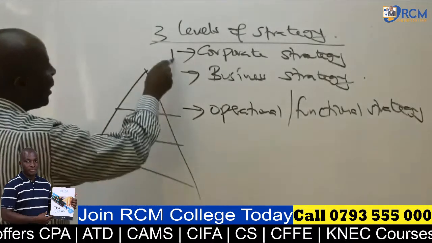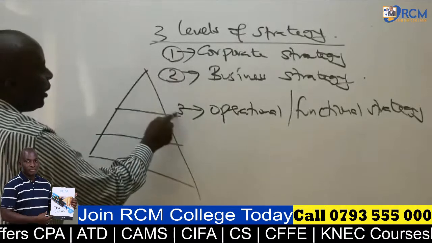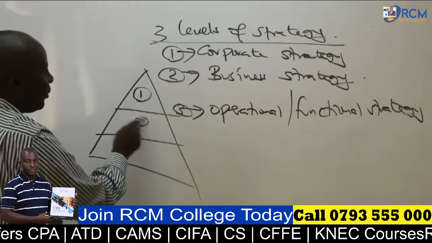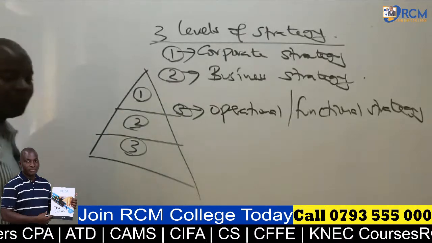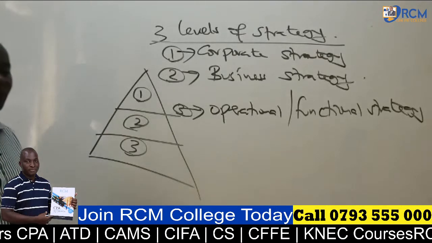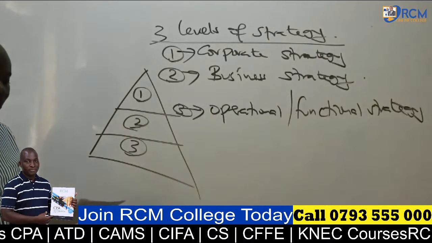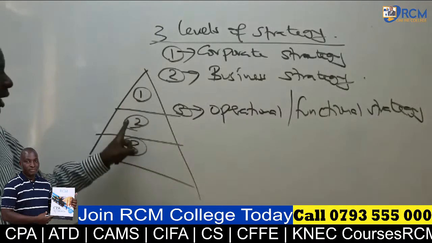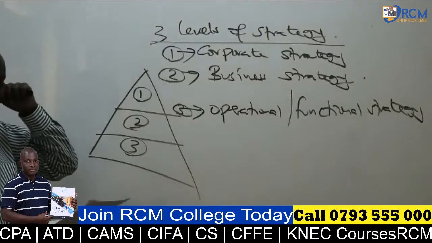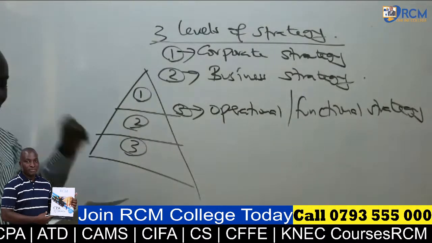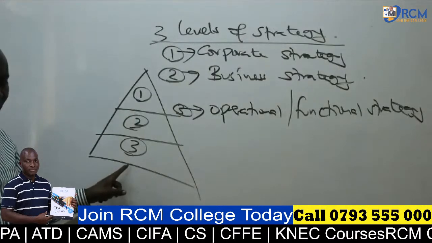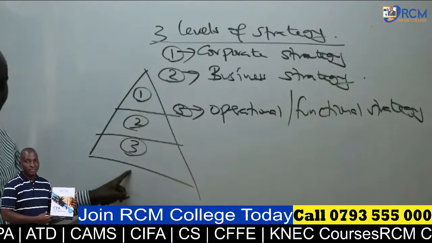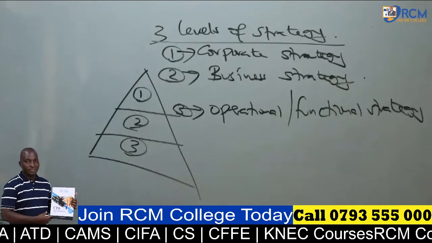Number one, number two, number three, like that. So here at the top is the corporate level, and what is this one? Business level. Here at the bottom is operational, functional. Okay.